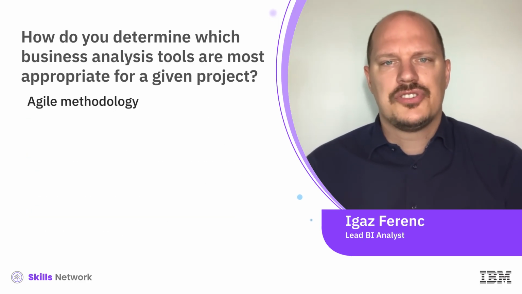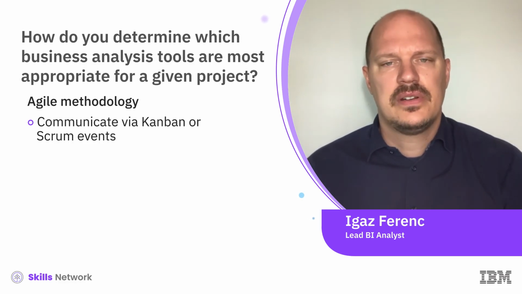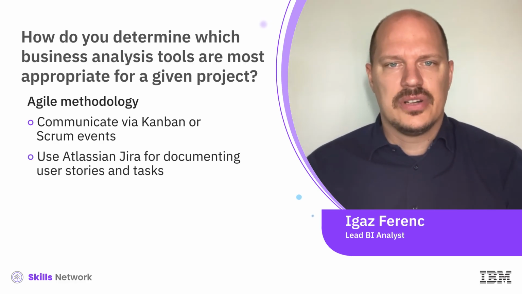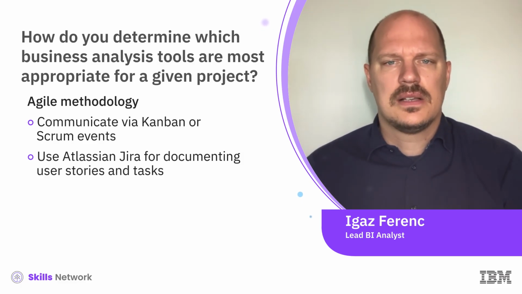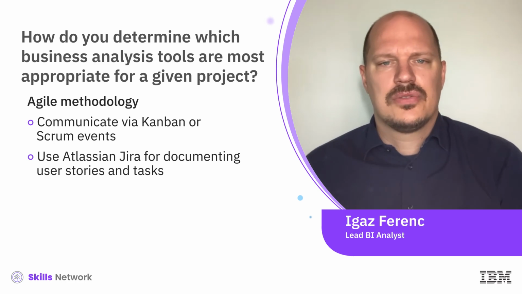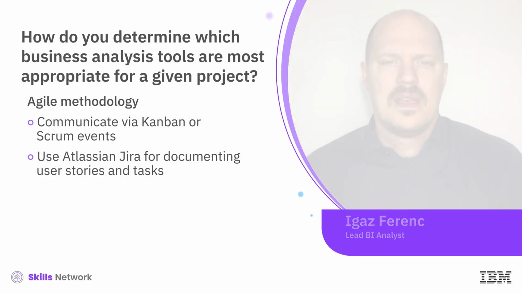For Agile methodology, the communication is handled by Kanban or Scrum events like daily stand-up, sprint planning, sprint review, or retrospective. An Agile tool, Atlassian Jira, is a formal communication method where user stories, tasks, and feature requests are documented properly. The business analyst usually creates and maintains these Scrum items. To ensure smooth communication, the best method is to have an open discussion through personal on-site meetings.